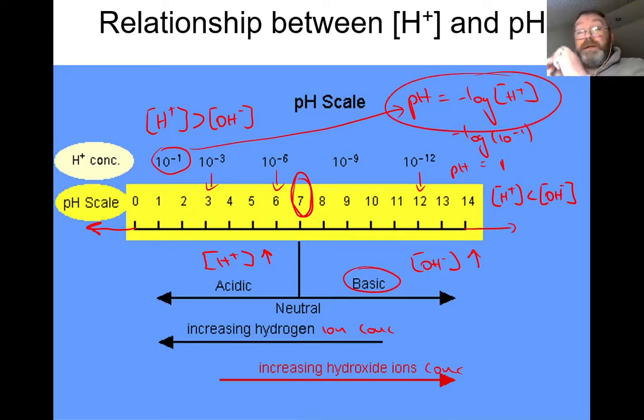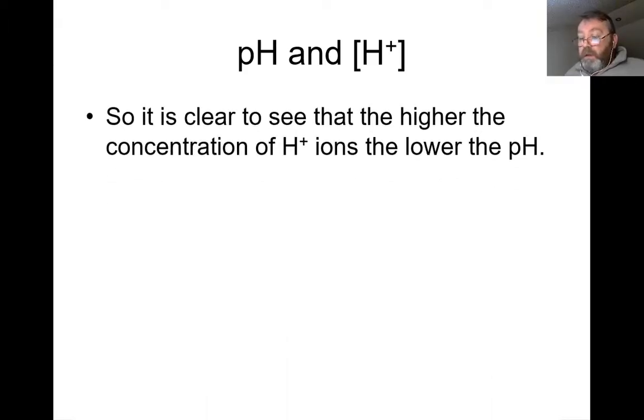Now we're going to come back and practice that again today. We're going to look at it from a deeper vantage point, in terms of trying to figure out first of all what the concentration of the acid is before we fill the hydrogen ion concentration into the pH formula. So it's clear to see that the higher the concentration of H plus, the lower the pH.